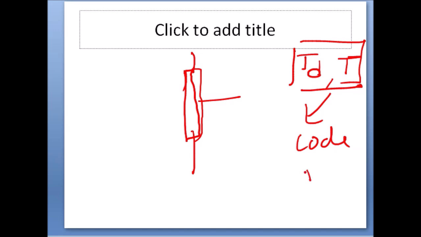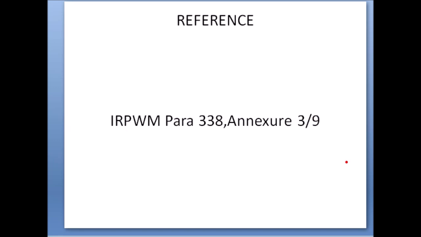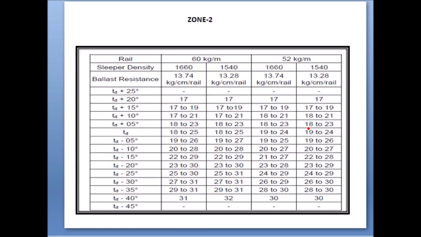what the location of the tongue rail should be. You can see this table, which I have taken from IRPWM para number 338, annexure 3/9. See here, for a given rail, 60 kg or 52 kg, sleeper density 1660 or 1540, and longitudinal ballast resistance for this condition and temperature, you can get what the location of the tongue rail should be. For each zone you have this data.